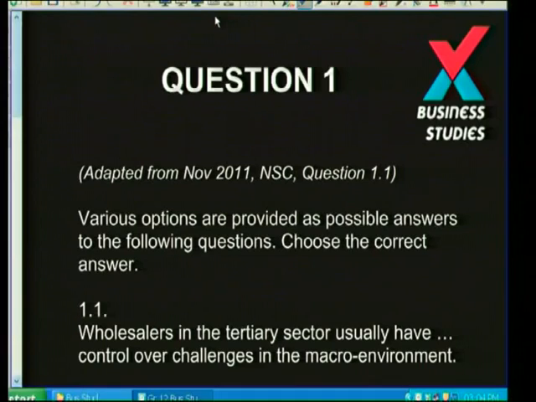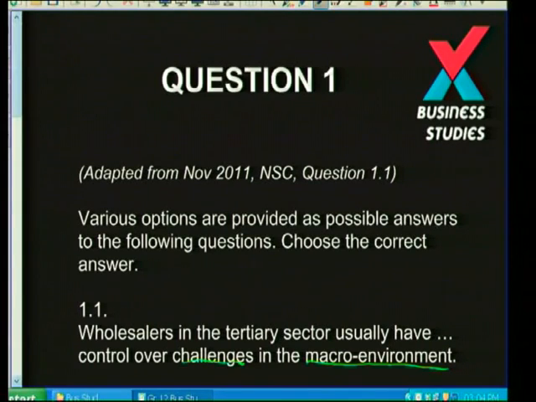So let's immediately get into the paper and let's start with those multiple choice questions, and we'll start with the first one. Now if we look at that first question, 1.1, wholesalers in the tertiary sector usually have control over challenges in the microenvironment. So let's just analyze that question a little bit. So we are talking about challenges and the macro environment.